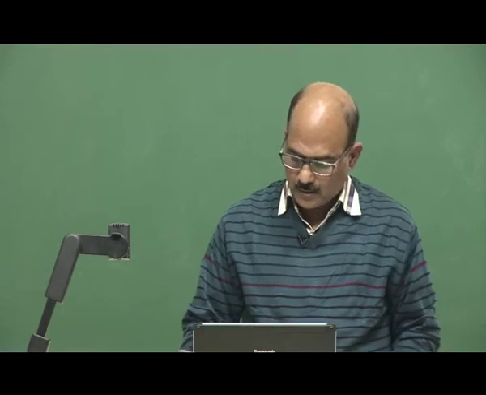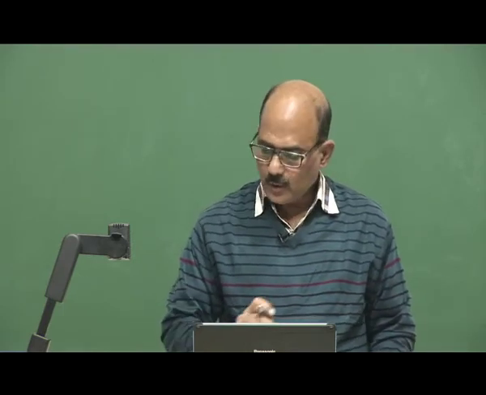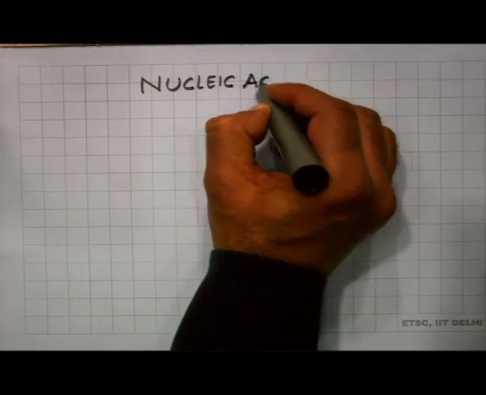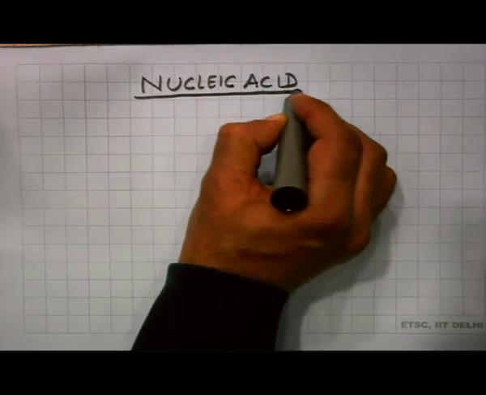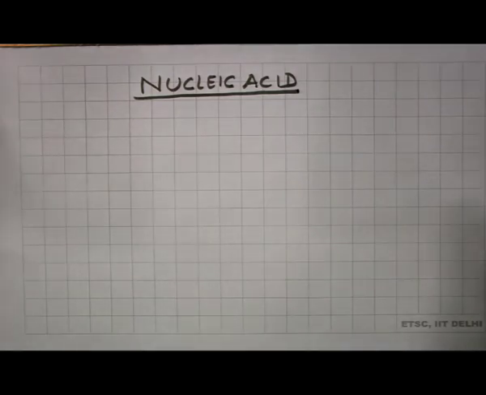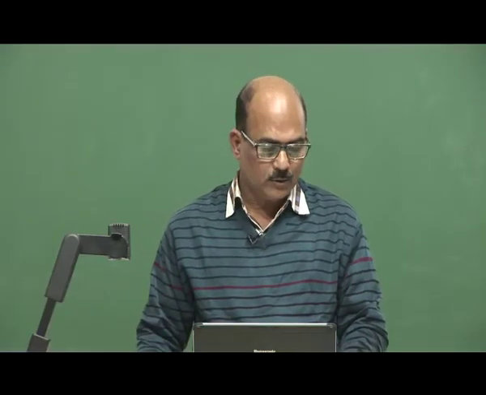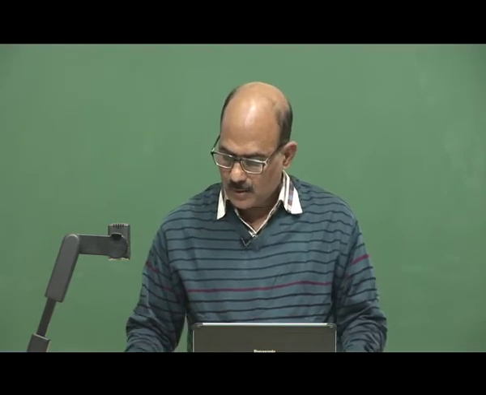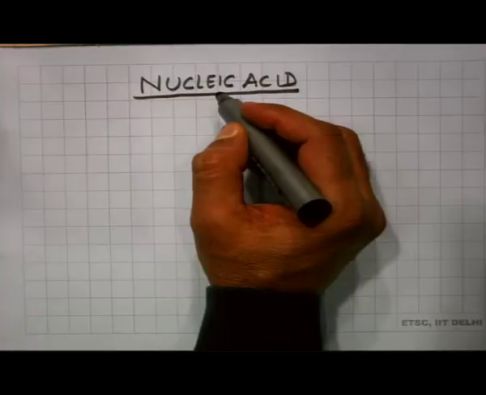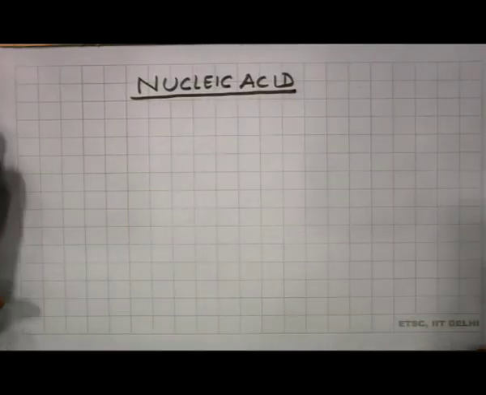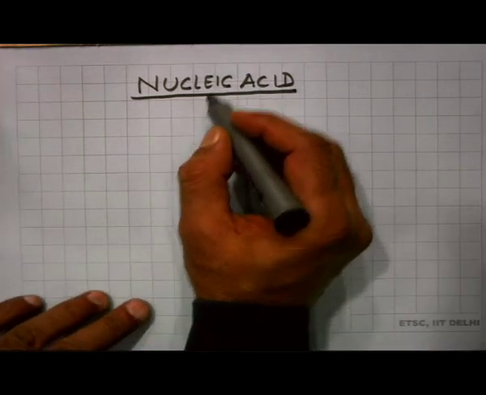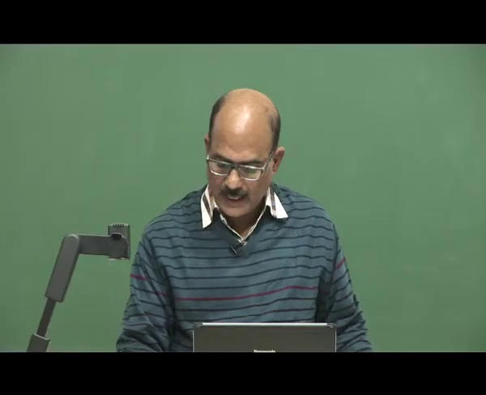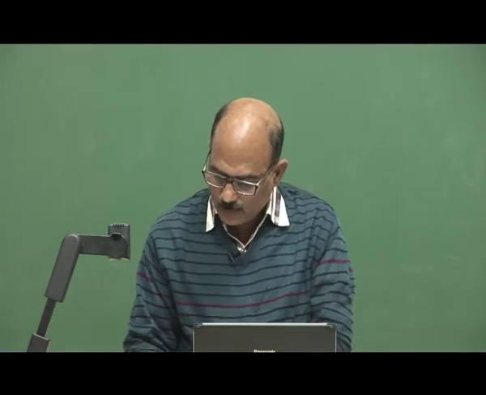Now, nucleic acid. Nucleic acid, as you know, is very important in the living system. It acts as a hereditary material that transfers the character from parent to the offspring. As the term nucleic acid suggests, it is acid-like in character and is present in the nucleus. We can define nucleic acid as a polymer of nucleotides.